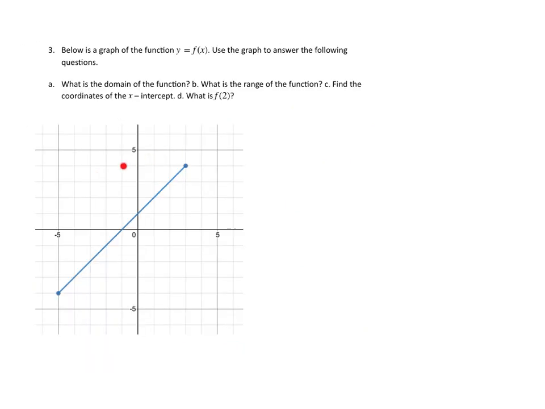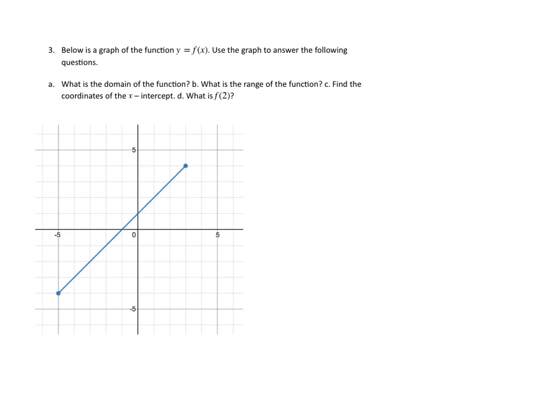In question 3 here, we're going to use this graph of the function f(x) to answer parts A, B, C, and D. To start with, what is the domain of this function? The domain means all of the x values that correspond to the graph. If you look at this point here, its x value starts at negative 5. And as you travel along the graph, all of the x values go from negative 5 up until you get to this point here, which appears to be 3.